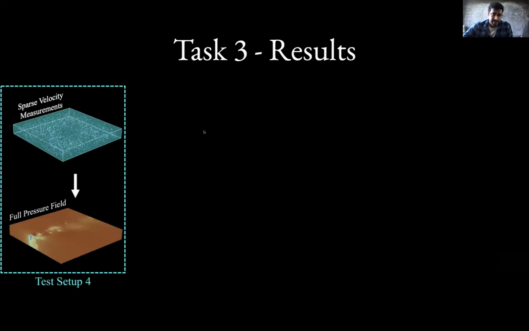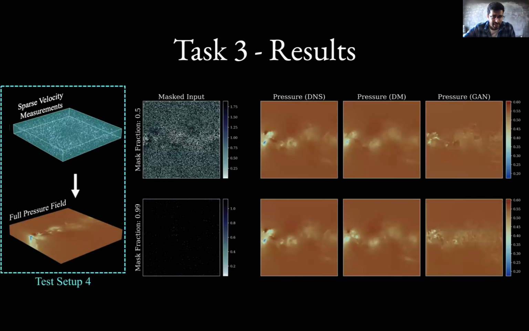Finally, we look at the last test case where we try to reconstruct the pressure field given the sparse velocity measurement. And again, we change the mask fraction from 0.5 to 0.99. And here are the predictions: the pressure reconstructed by the diffusion model, and the pressure reconstructed by the GAN. And you will see a better alignment between the diffusion model and the DNS compared to the GAN.